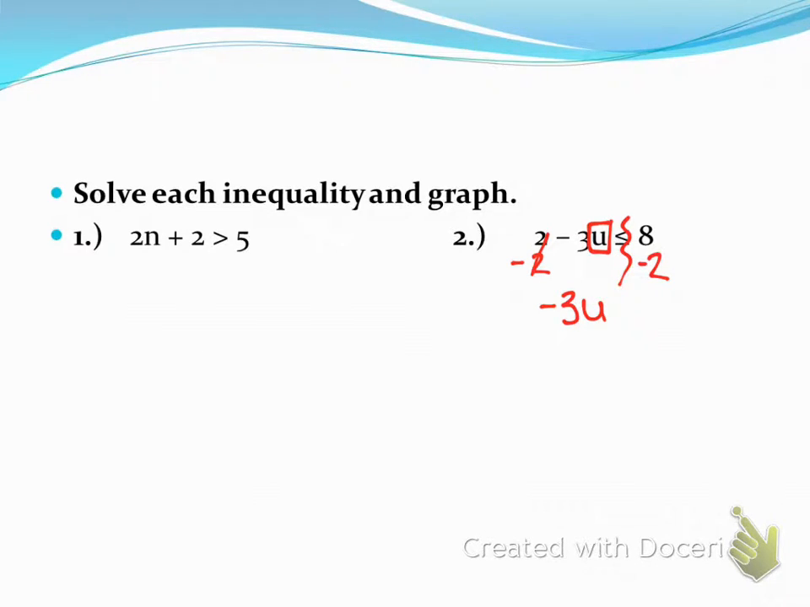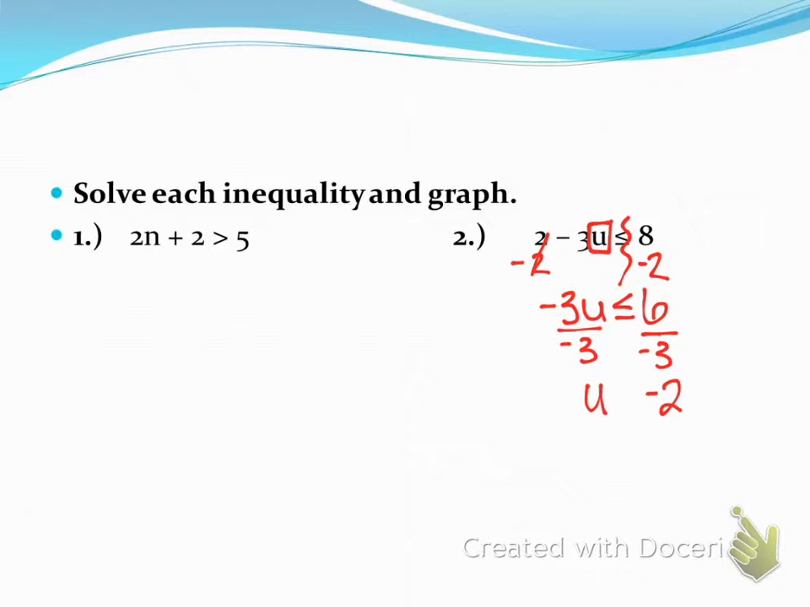When we subtract 2 on both sides, 8 minus 2 gives us 6. So we are left with negative 3u is less than or equal to 6. But we still need to get u by itself. Kelby, what should I do next? Divide by negative 3. So we have u, and then 6 divided by negative 3 is negative 2.